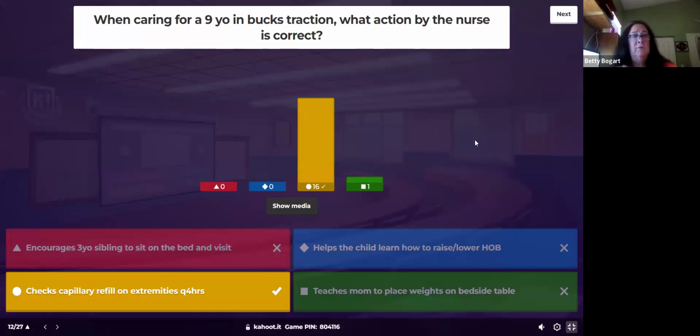So our action, what nursing care is always checking capillary refill every 4 hours or whatever the doctor's office told you to do or ordered. I mean, 4 hours is quite appropriate.